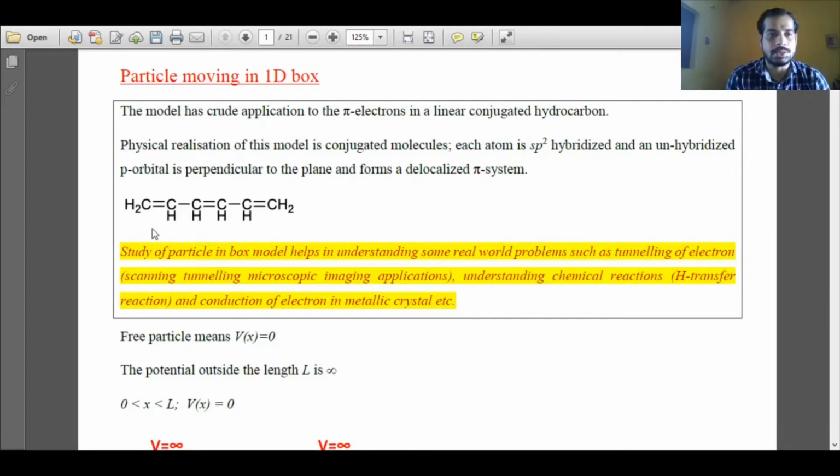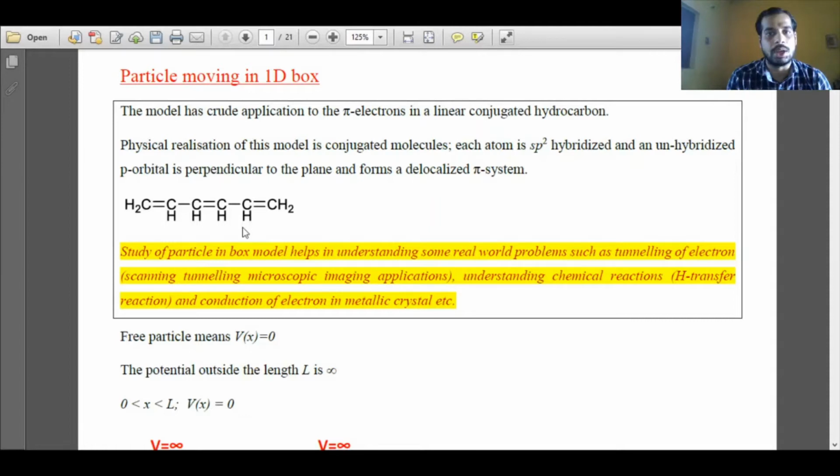This is 1,3,5-hexatriene. For this kind of molecule, if we study the electronic transition, it can be studied through the one-dimensional box problem, and the solution, the electronic transition or energy values, will essentially inform us of the length of the molecule. So this is a crude application of the one-dimensional box problem.